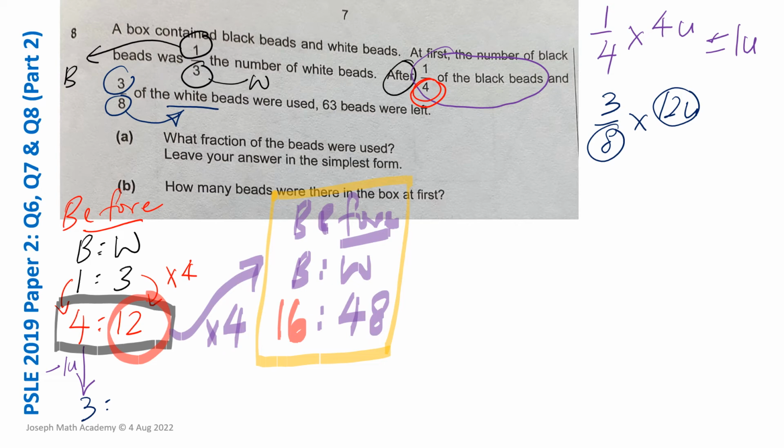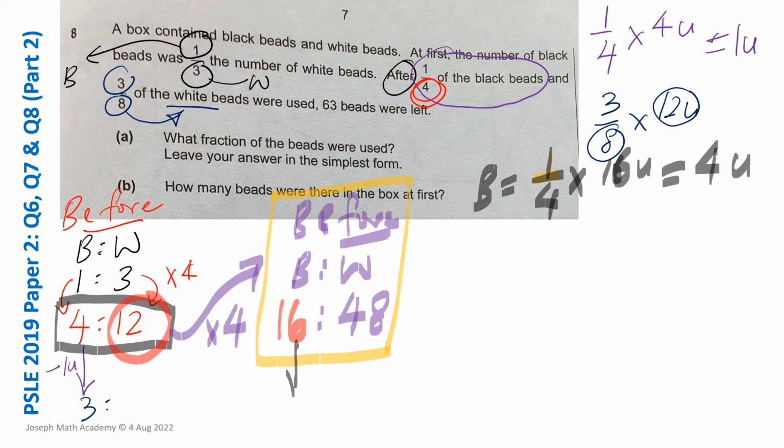Okay, now we have to go back to the same action. All right, what did they say? 1 out of 4 of the black beads. This is black. So 1 out of 4 of the black beads, which is 16 units here, are used. So 1/4 times 16 units, we should get 4 units. So 4 units used. When 4 units is used, I have to minus 4 here, so it becomes 12.